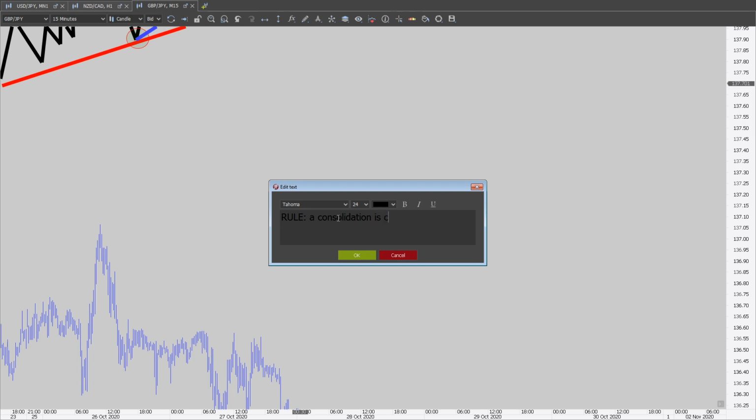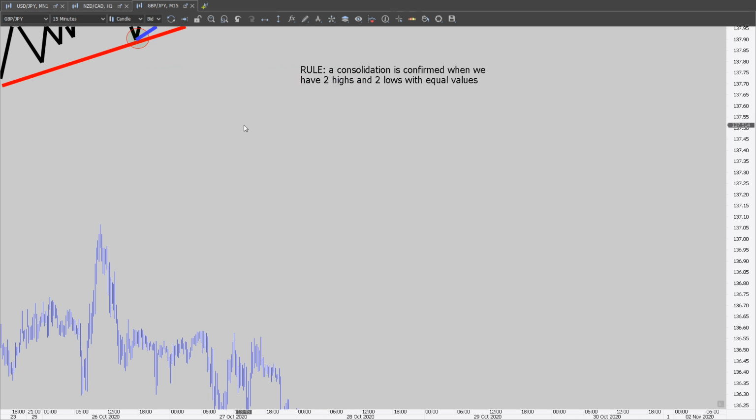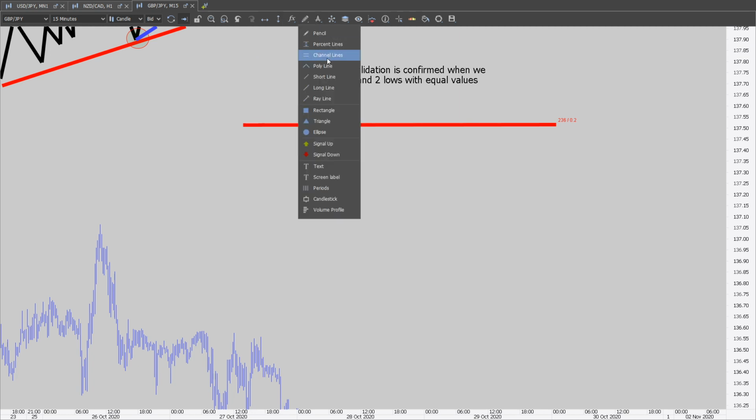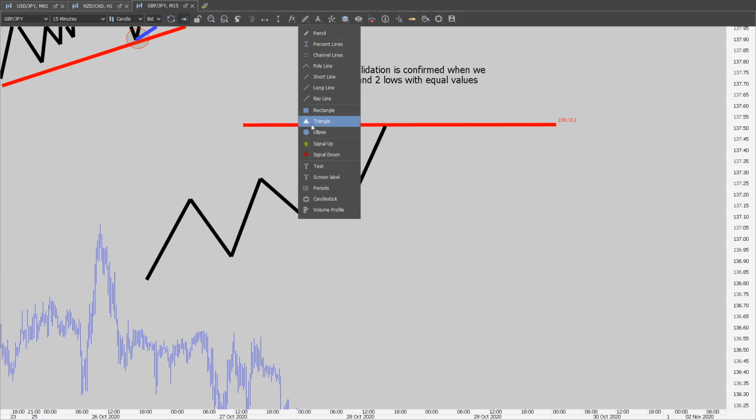Consolidation is confirmed when we have two highs and two lows with equal values. Okay, so let's say that this is the market, right? And the market is going to do something like this, and something like this, and something like this. Bam. Okay, so we are here.